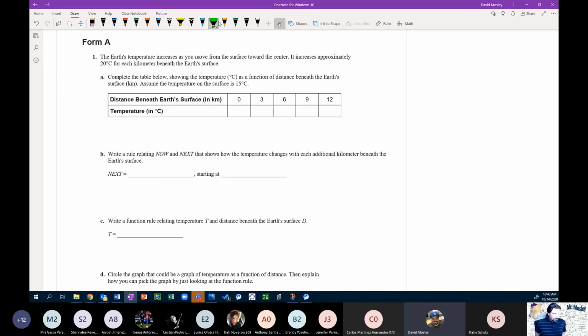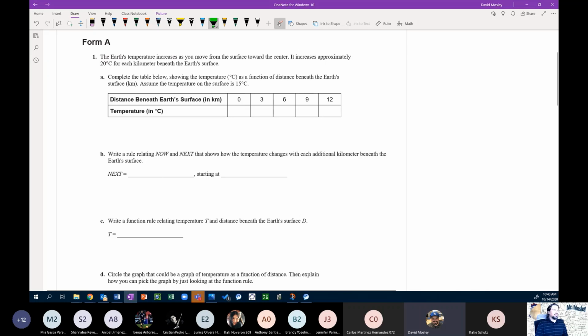So we're going to read our context first. It says, the Earth's temperature increases as you move from the surface toward the center. It increases approximately 20 degrees Celsius for each kilometer beneath the Earth's surface.